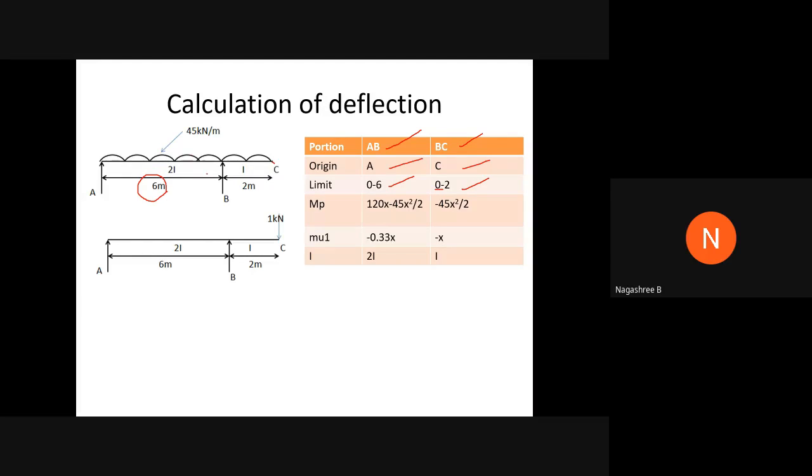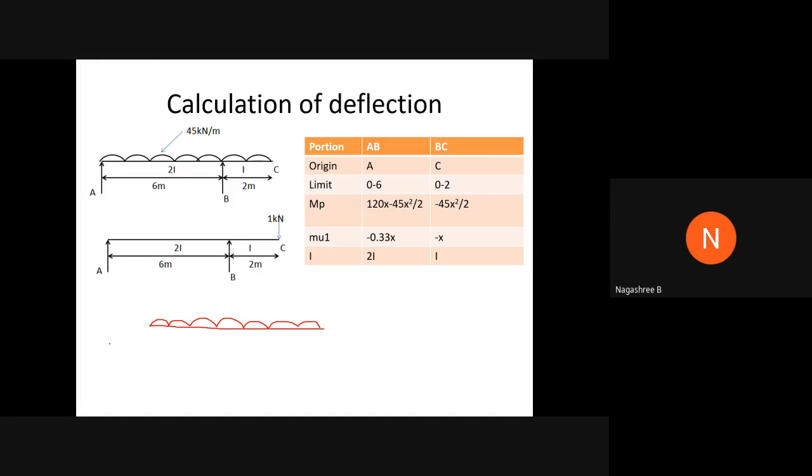Now you are supposed to calculate the real moment due to this load of 45 kilonewton acting at the section of X. Now I just take the AB portion here. This is a uniformly distributed load, bear with my sketch, please. I just consider this as a uniformly distributed load.